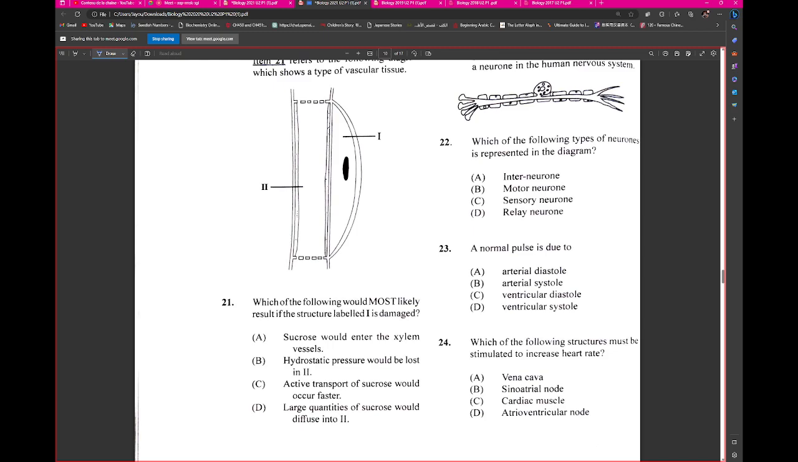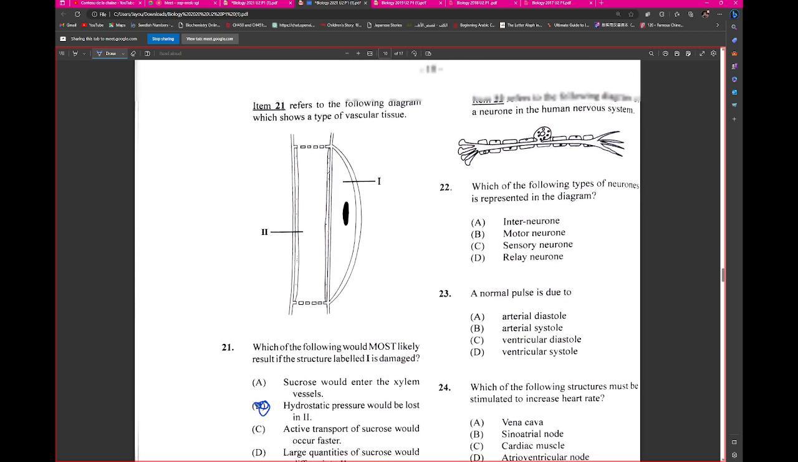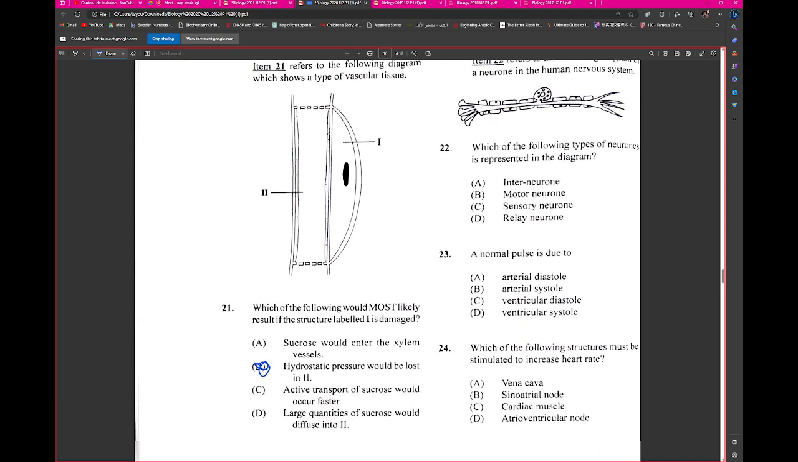Hydrostatic pressure would be lost. Alright, so it causes hydrostatic pressure. So it should be fine there. If it is destroyed, then it will do the opposite.